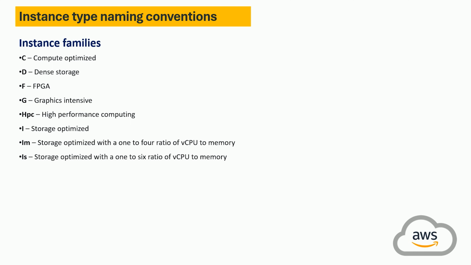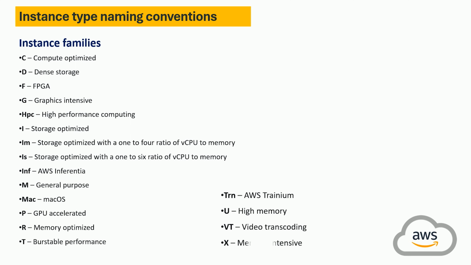There are so many instance families in the same way which indicate multiple things. But few important that you should keep in mind are U, high memory, T, burstable performance, R, memory optimized, X, memory intensive. So what is the difference between high memory and X, memory intensive? U is the instance type which has very high memory, but at the same time there is CPU as well. But X is the memory intensive. Basically what happens, there will be extremely high memory but CPU will be low as compared to memory.